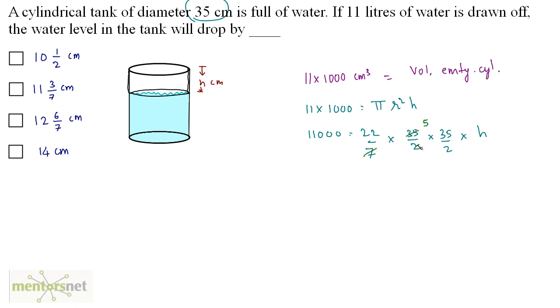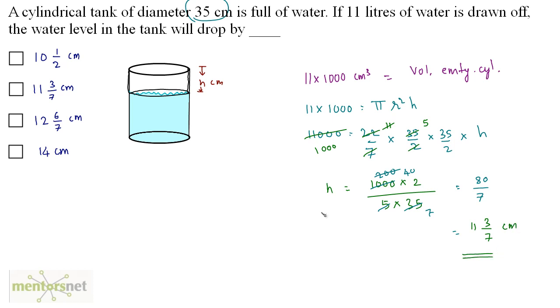So 7 times 5 is 35, 2 times 11 is 22, and this 11 times 1000 is 11,000. Okay, so we have h is equal to 1000 into 2 divided by 5 into 35. Now 5 times 200 is 1000. Again, if I divide 200 by 5, I get 40, and 5 times 7 is 35. So 40 times 2, that's 80 by 7, which is equivalent to 11 3 by 7 centimeters. So that's the drop in the height of the water. So option B is the correct answer.